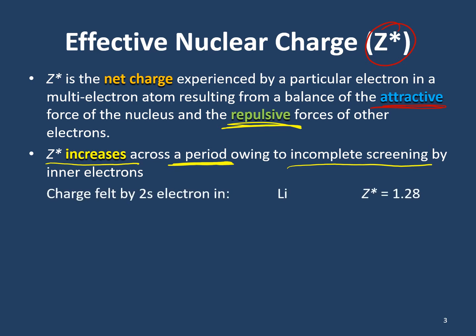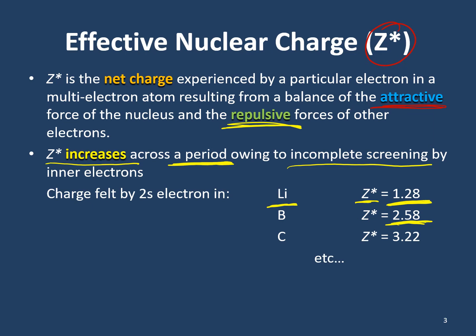Here is the Z effective for a bunch of different elements. Lithium has an effective nuclear charge of 1.28 for its 2s electron, whereas boron almost doubles. It's 2.58, and carbon is 3.22, and this is going to keep going up as we go across the row, or the period.